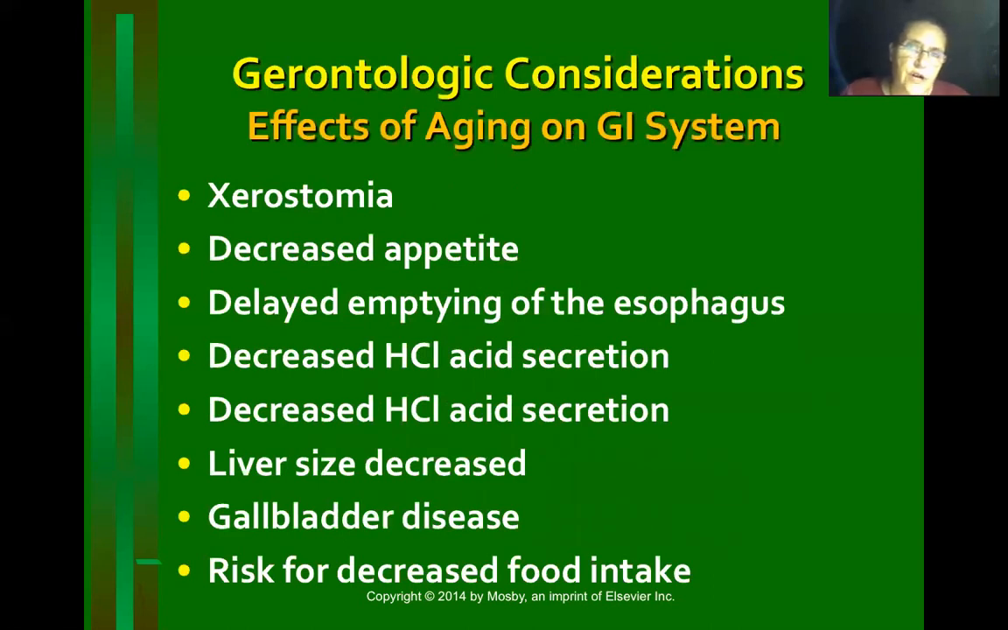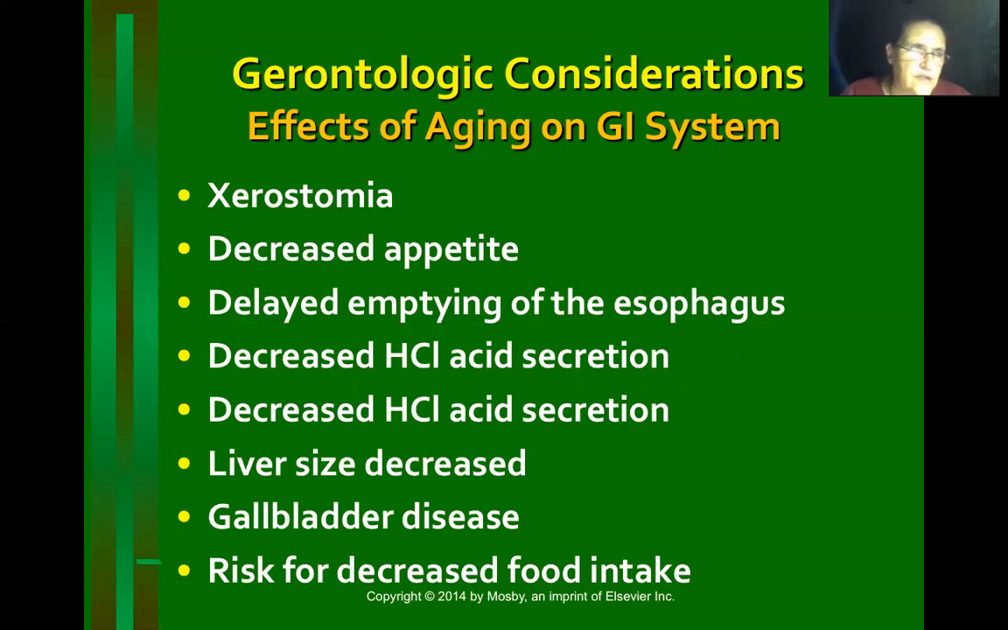So, gerontological considerations when we talk about the gastrointestinal system. Xerostomia is a decrease in salivation or saliva production, and it leads to dry mouth and possible dysphagia, which is difficulty in swallowing. Decreased appetite is related to a decrease in taste buds and salivary gland secretions. Diminished sense of smell and dental problems are also gerontological issues.